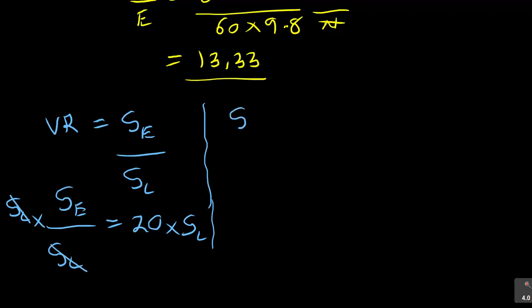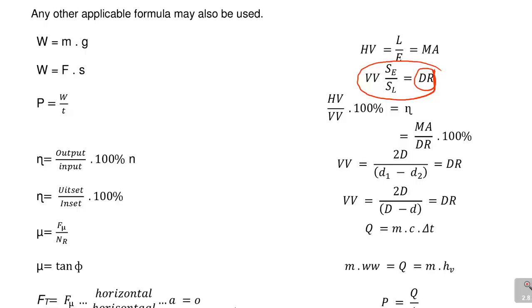So the distance moved by effort is equal to 20 times the distance moved by the load, because to get rid of the fraction I multiplied by the distance moved by load. Which means I need to find the distance moved by load. Coming back to our formula, I just want to show you something on the formulas.